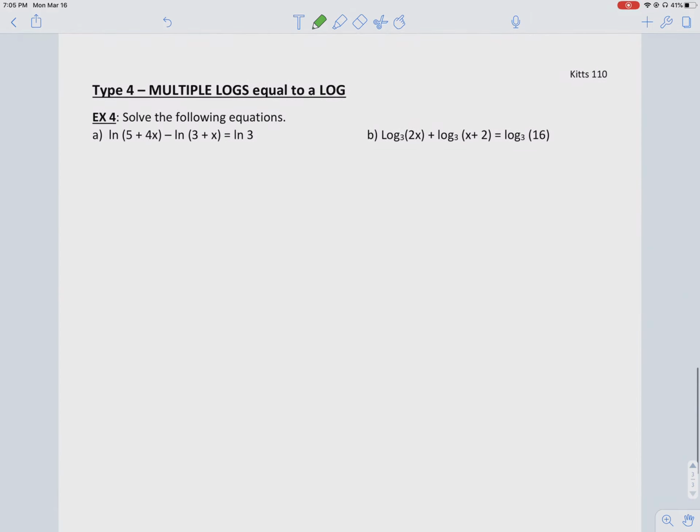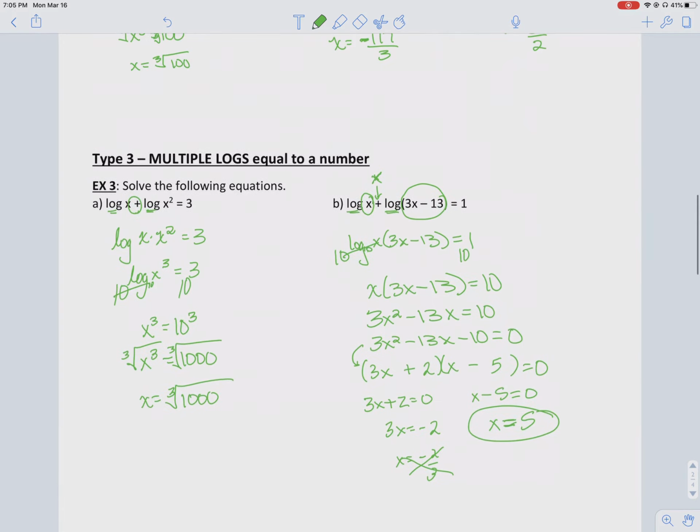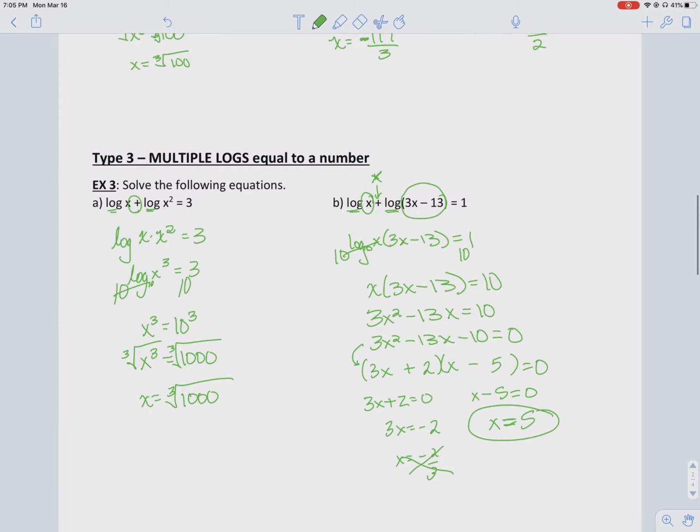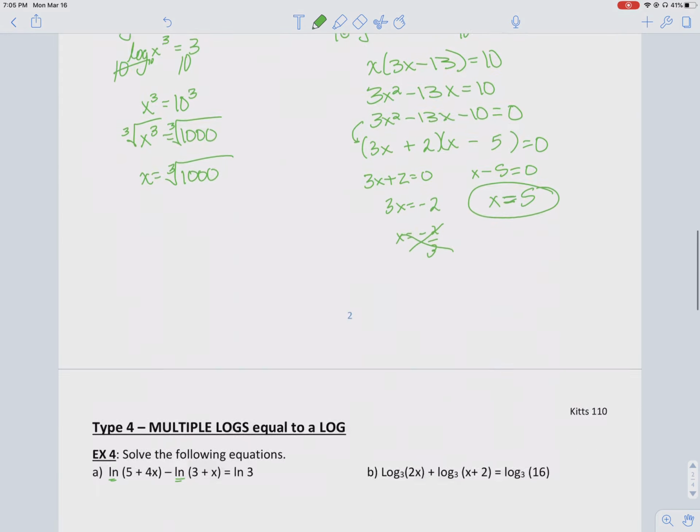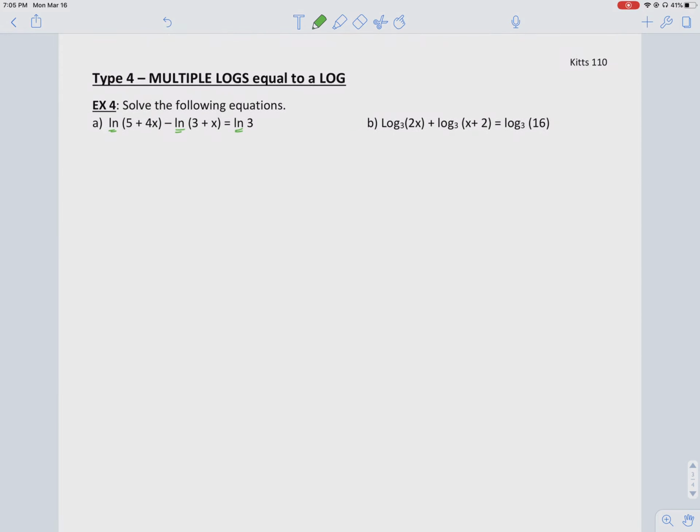All right, we've got one more type of problem, and this is where we have multiple logs equal to a log. In other words, we have logs just like we did on this side up here in example 3, or type 3, except this time I'm going to have logs on the other side of the equation as well. Okay, so we're going to start off the same way we did before, where we try and simplify as much as we can. So this minus, do you remember what minus means? It means we're going to divide.